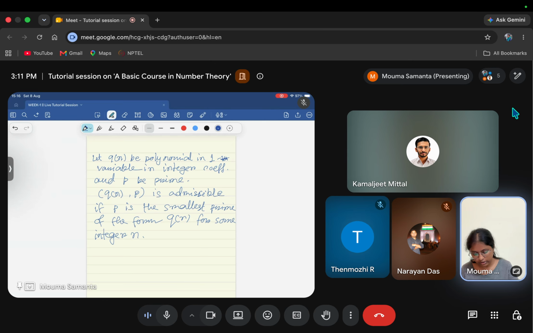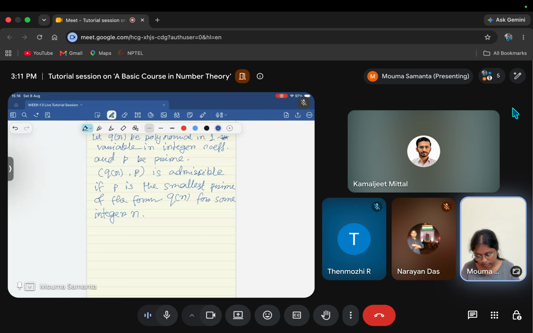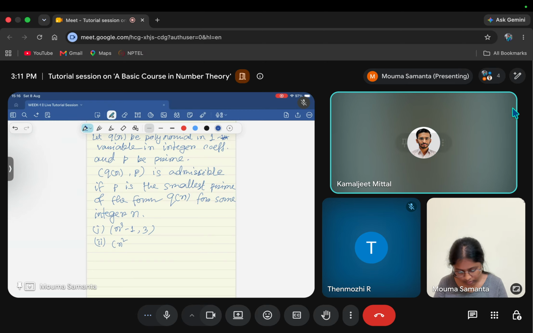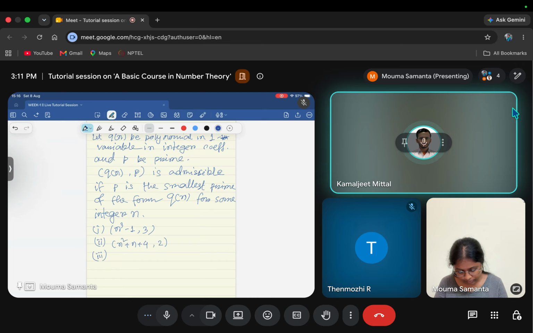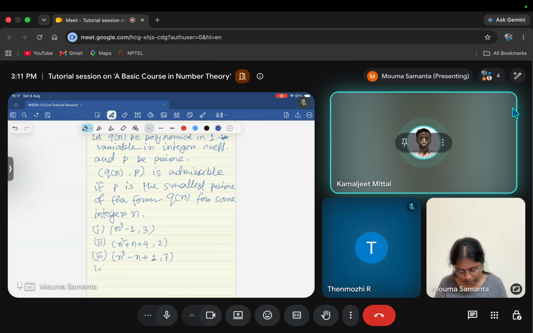So what is the question? Now the question is: which of the following pairs is or are admissible? Okay, so what were the options here? The first option is n cube minus 1 comma 3. The second one is n square plus n plus 4 comma 2. The third one is n cube minus n plus 1 comma 7. Then the fourth one is n square plus 1 comma 2.